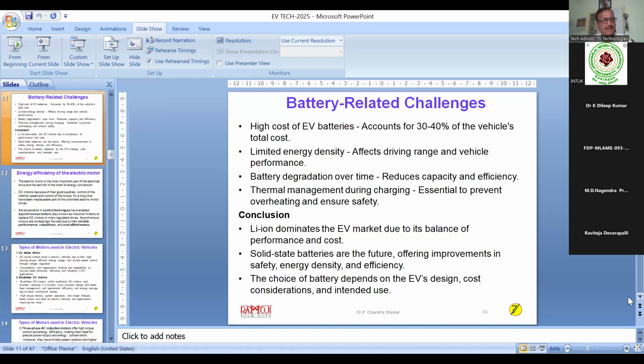Very often we hear news that a battery vehicle got burnt out. This is mainly because of thermal management during the charging. These issues also have been sorted out. People are working on the issues.